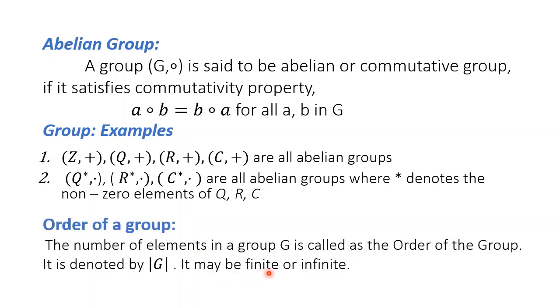We may have a finite number of elements in a group. Like in the integers modulo n we discussed, the modulus of Zn is equal to n. The number of elements in a group is called the order of the group. It is denoted by modulus of G. Modulus of Zn is equal to n.